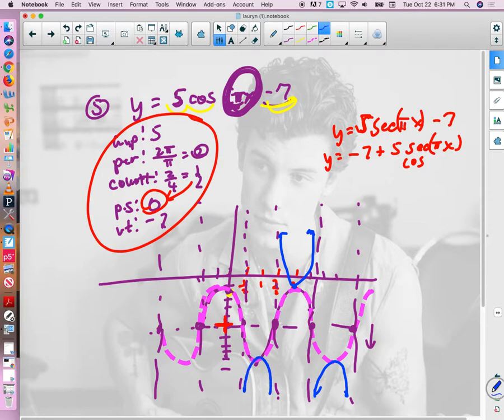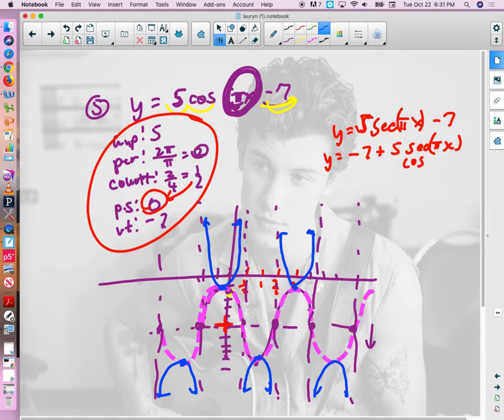And so everywhere that cosine goes, secant does not, because they're reciprocals of each other. While it's getting smaller, its reciprocal's getting bigger. And the only points they share are those ones at their amplitude, which we can talk about why later.